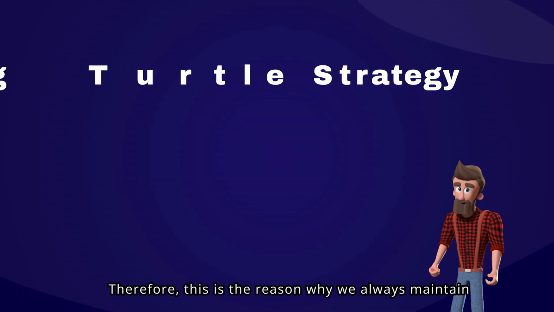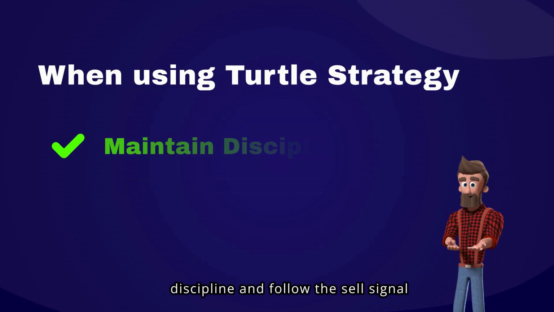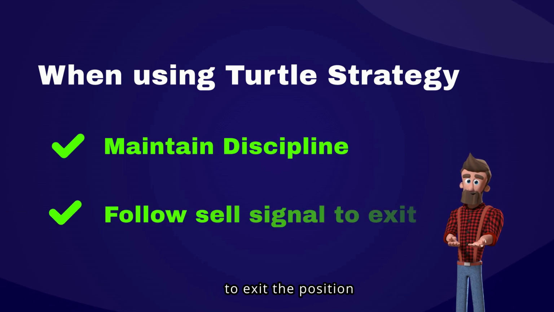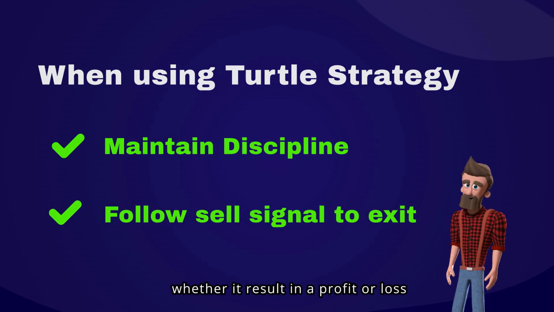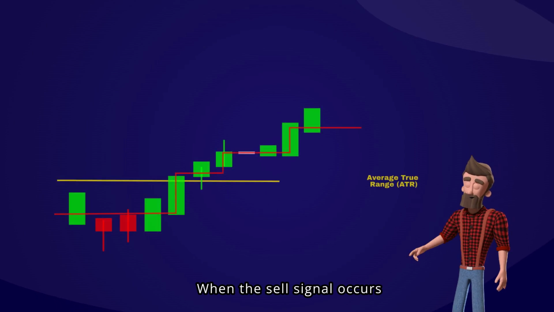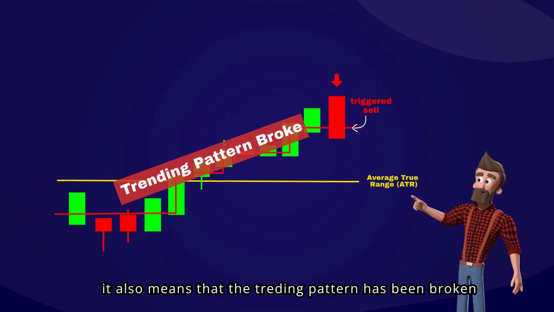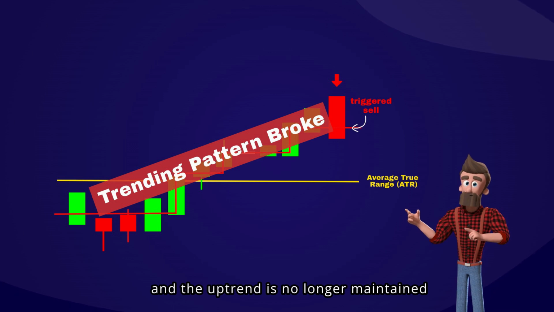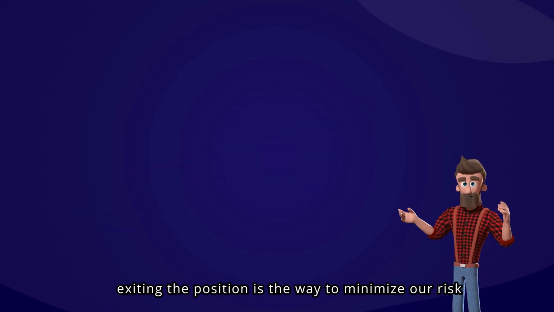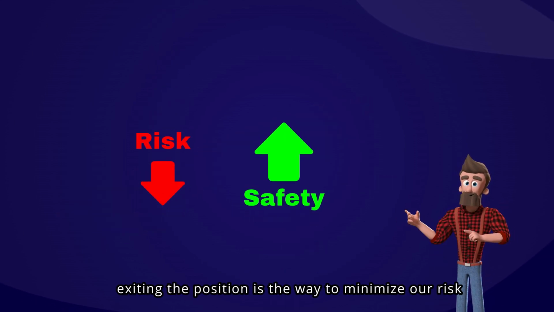Therefore, this is the reason why we always maintain discipline and follow the sell signal to exit the position, whether it results in a profit or loss. When the sell signal occurs, it also means that the trending pattern has been broken, and the uptrend is no longer maintained. At this moment, exiting the position is the way to minimize our risk.